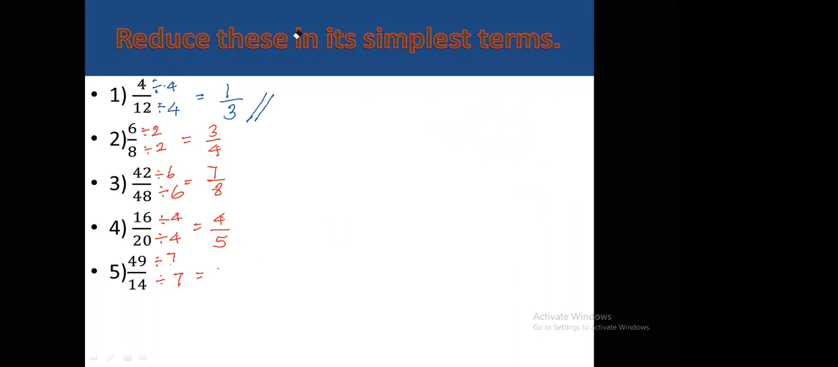Right, 49 divided by 7. How many 7s are here? 7. 14, how many 7s? 2. When we reduce these into simplest form, these are the answers.